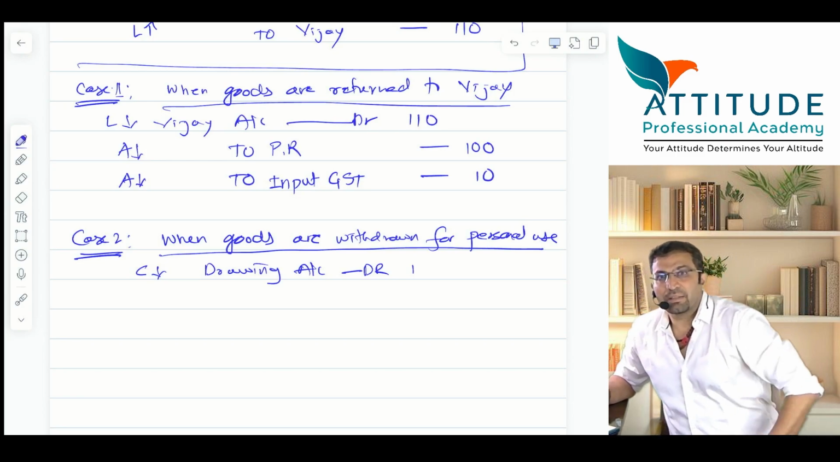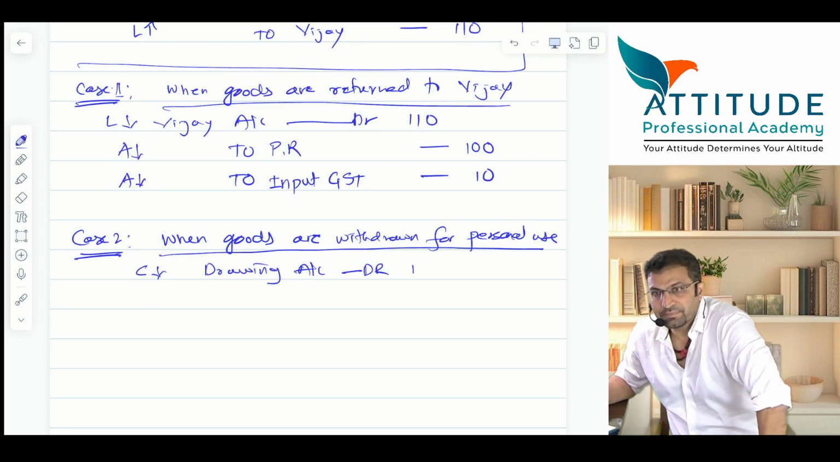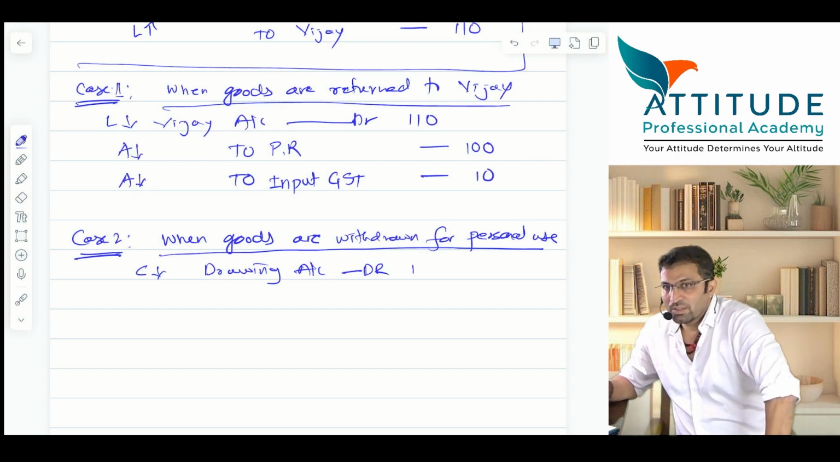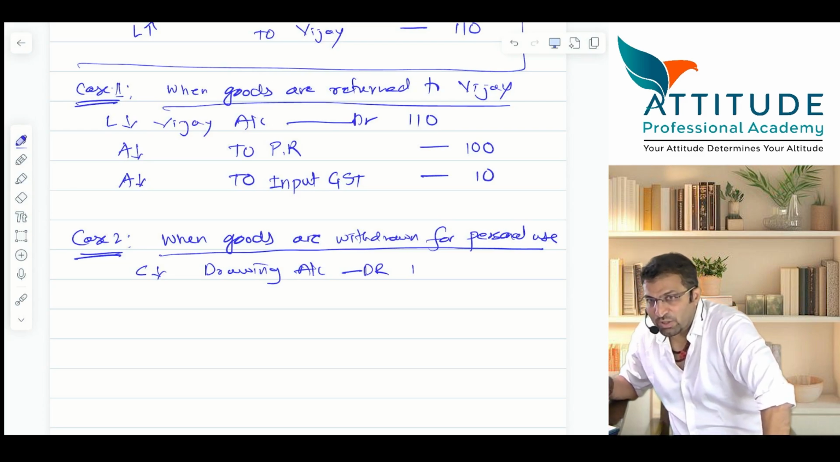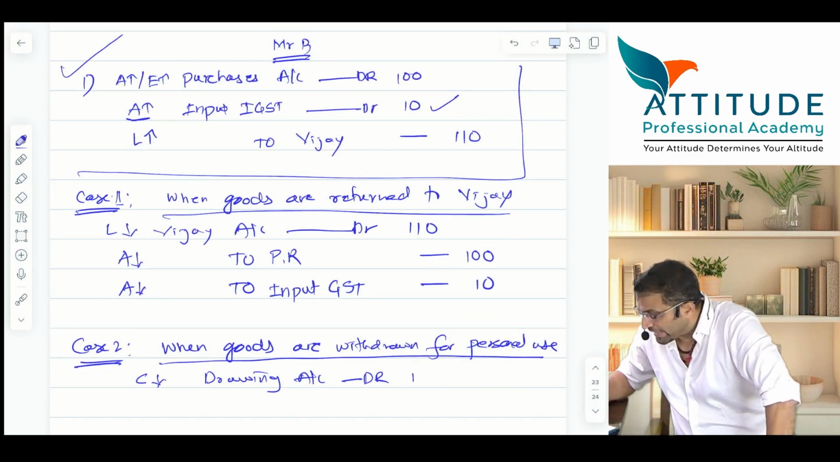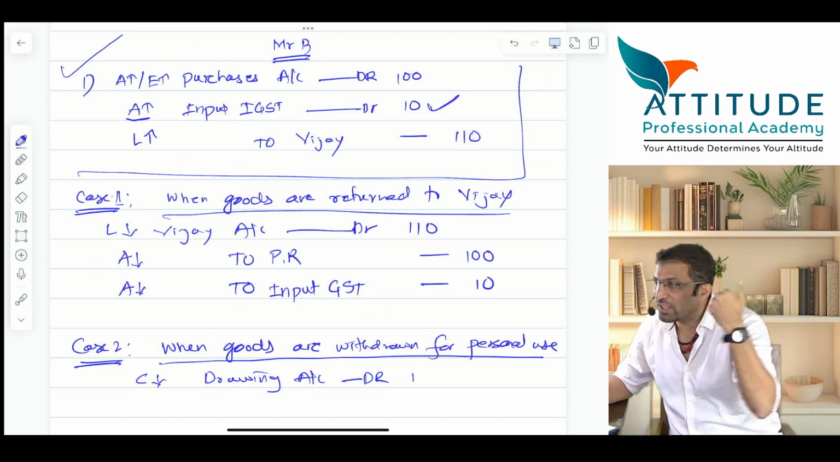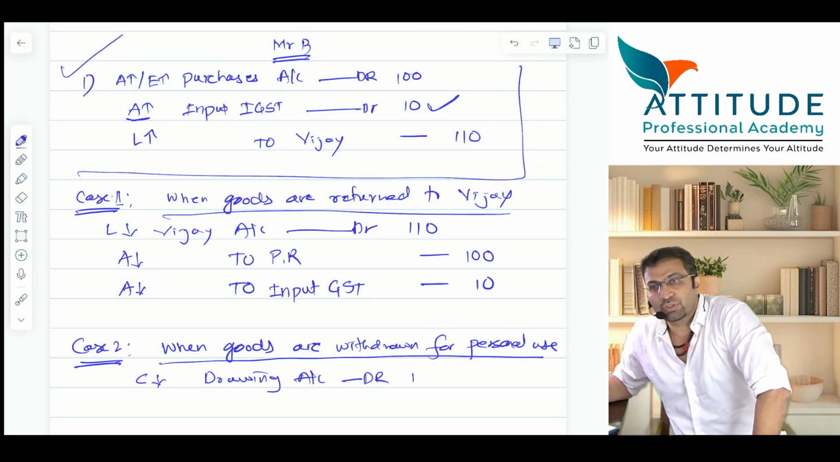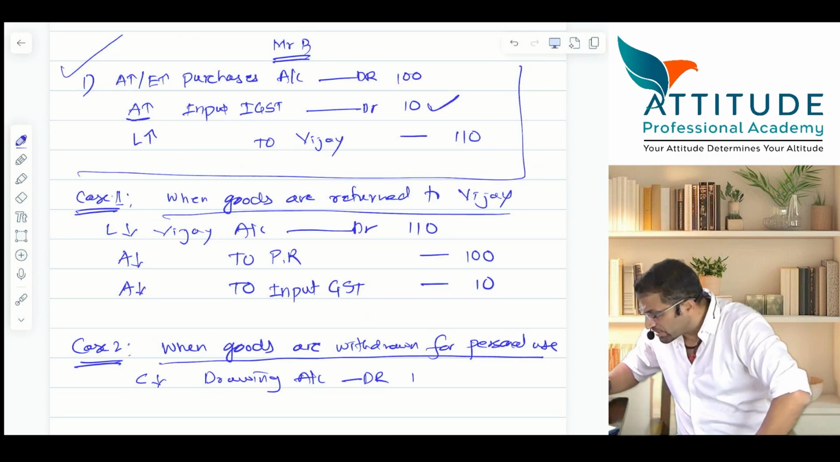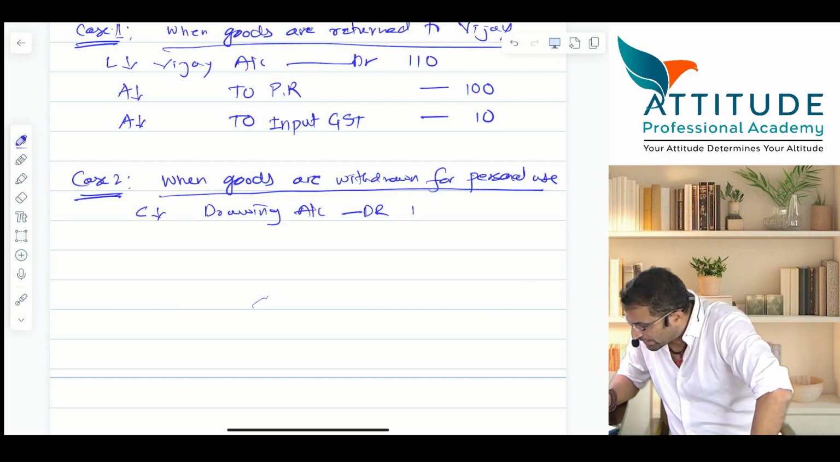100 or 110? Why 100? Cost. But what about GST? GST also has to be reversed, no? आपको ये receivable नहीं मिलेगा अभी, because you have withdrawn the goods for what? Personal use. When you withdraw the goods for personal use, input IGST तो credit होगा ही होगा.